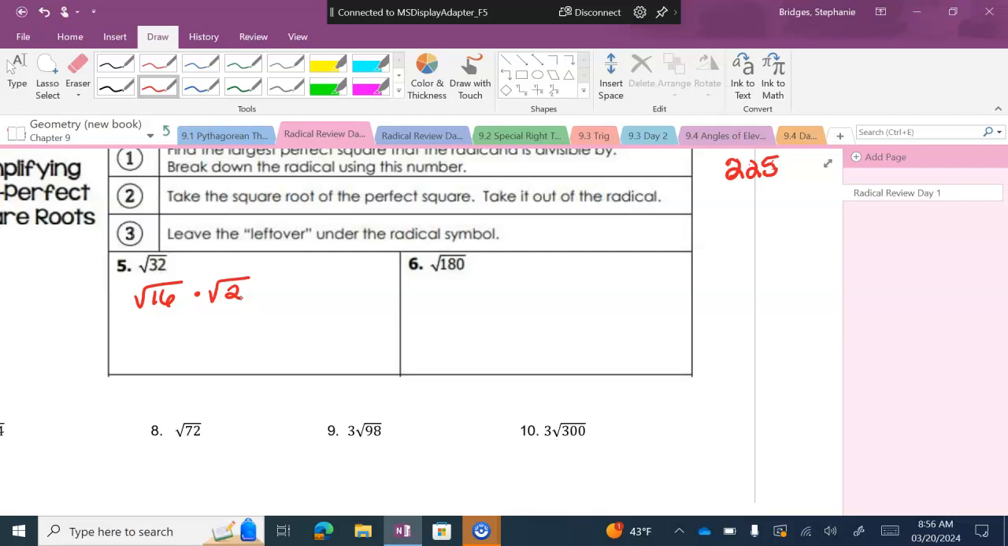Right? What is the square root of 16? 4. So you're going to change that square root of 16 to just 4.